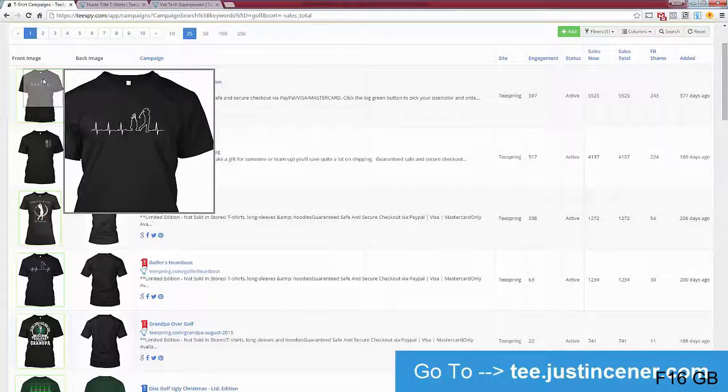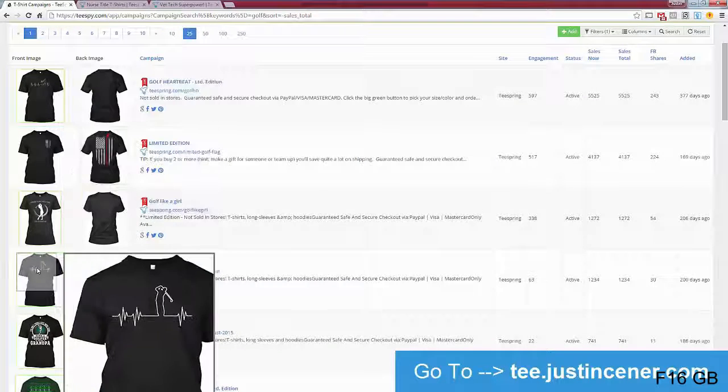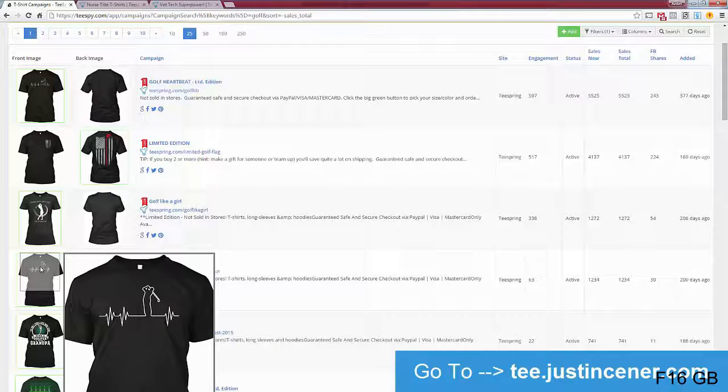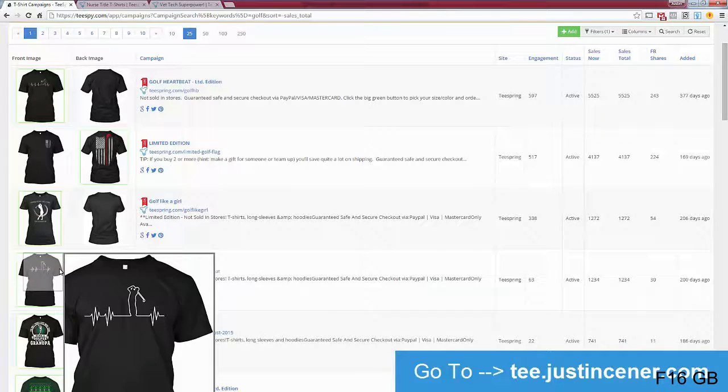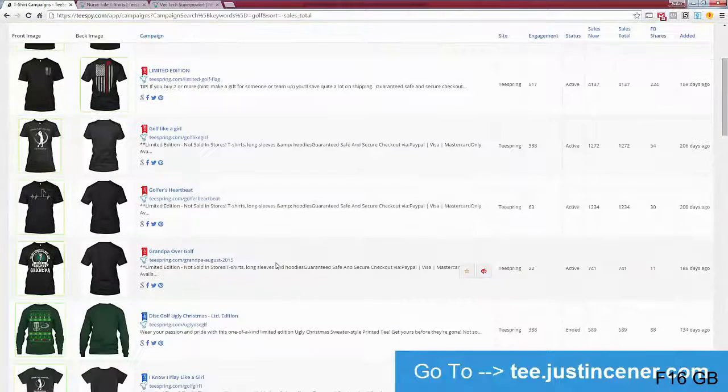And actually, look at this. These are two different golfer heartbeat shirts. This one sold 5,000. This one sold 1,200. So I don't even care. I would be happy selling 1,200. 1,200 copies of one shirt is a lot.